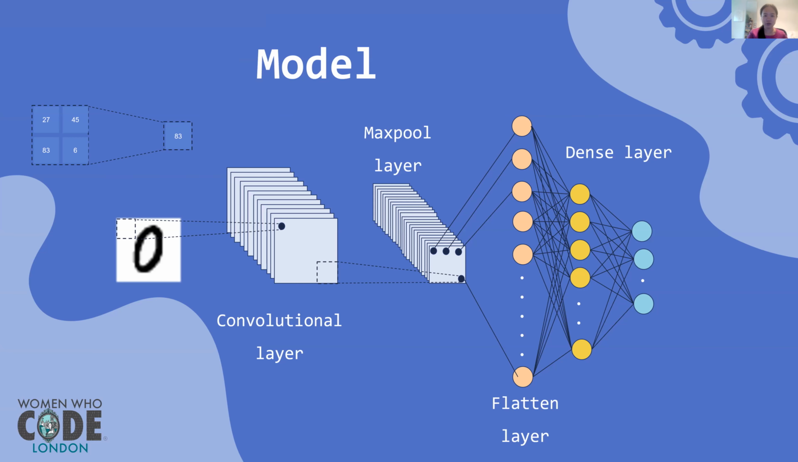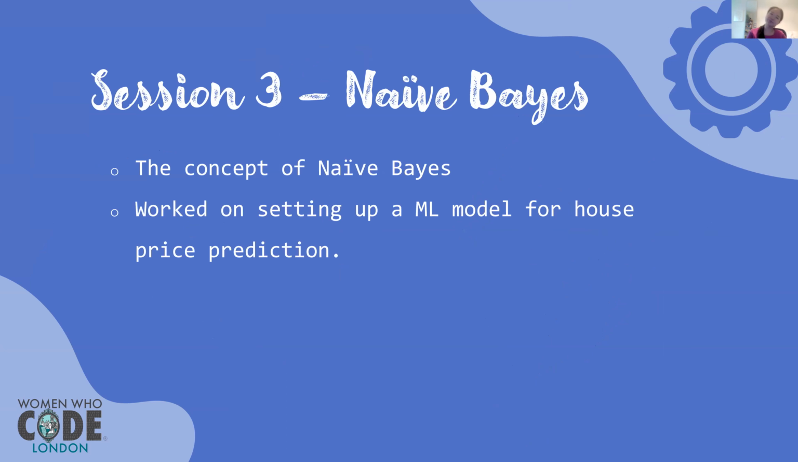So that's a recap of session 2. Now we can finally talk about Naïve Bayes.